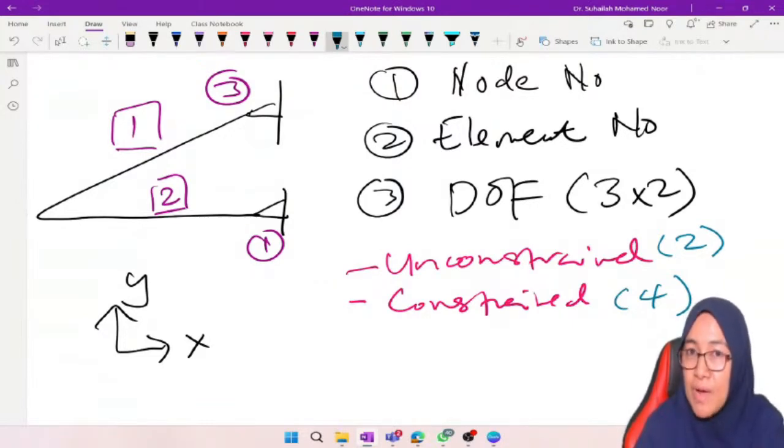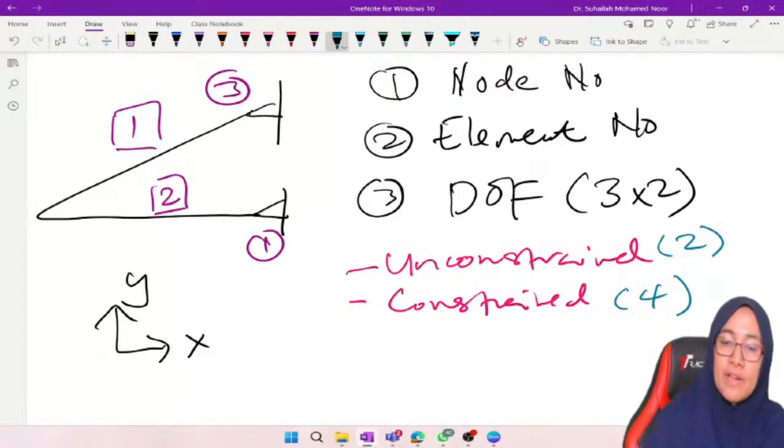So we have to divide into these 2, unconstrained and constrained. What is the meaning of constraint? Just imagine support. Just imagine constraint DOF, just imagine unknown reaction. Constraint degree of freedom is just the reaction at the support.